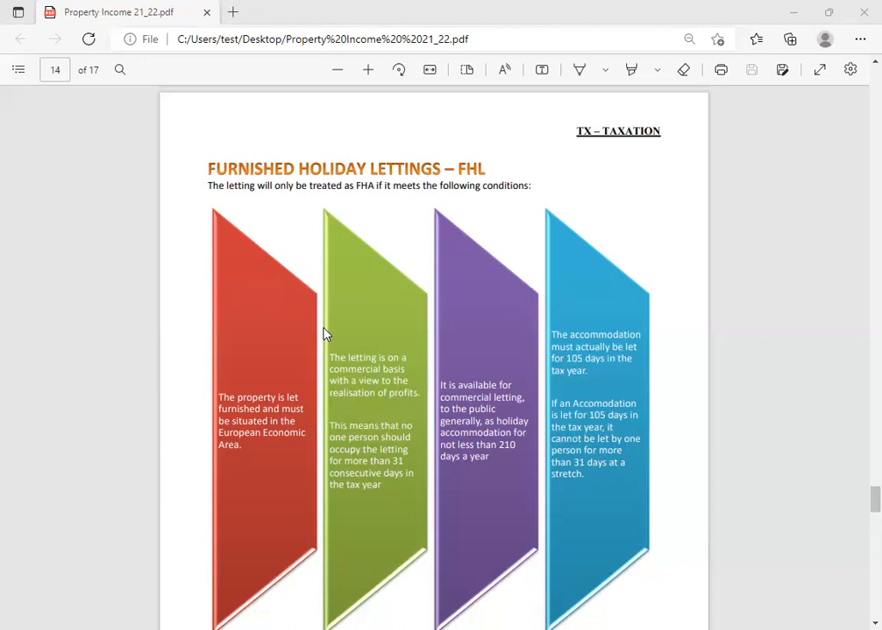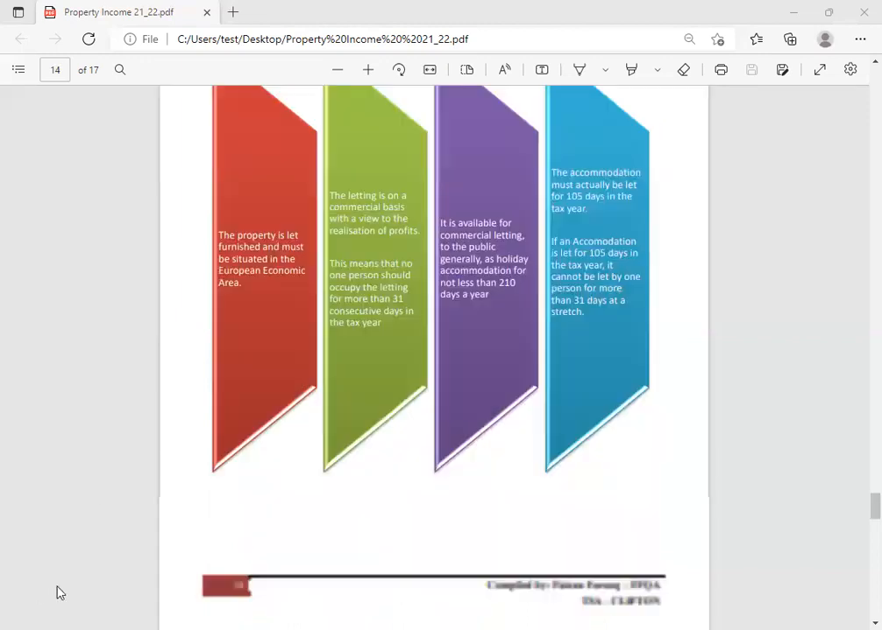In order to claim a holiday property as a furnished holiday letting. Any questions?